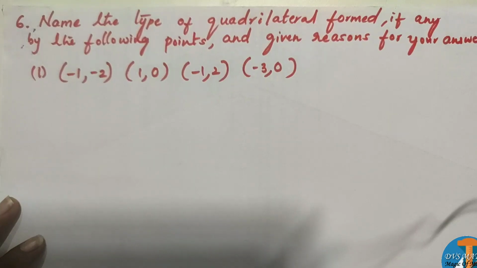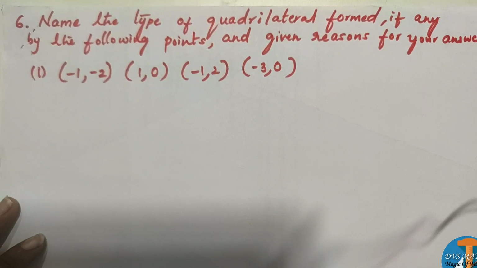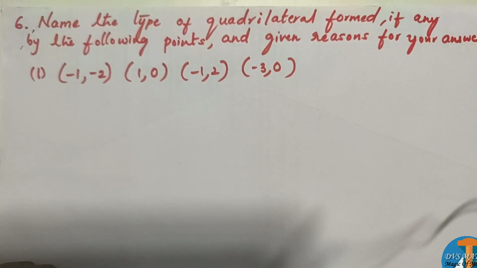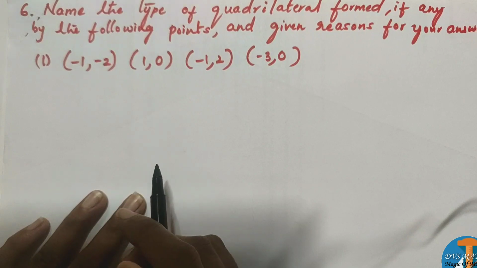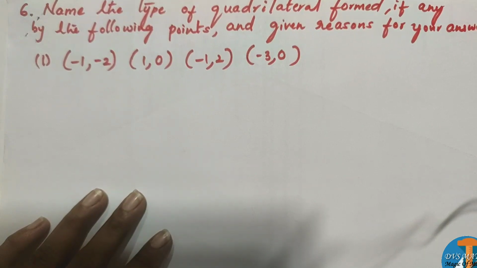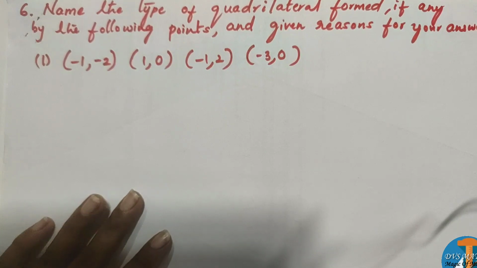ಕ್ವೆಶ್ಚನ್ ನಂಬರ್ 6. Name the type of quadrilateral formed if any by the following points and give reason for your answer. ಓಕೆ, ಇಲ್ಲಿ ಅಬ್ಸರ್ವ್ ಮಾಡ್ಕೊಂಡು ಬನ್ನಿ, ಪಾಯಿಂಟ್ಸ್ ಕೊಟ್ಟಿದ್ದ ಆನ್ಸರ್. ಓಕೆ, ಕ್ವಾಡ್ರಿಲ್ಯಾಟ್ರಲ್ ಅಂದ್ರೆ ಎಷ್ಟಿರಬೇಕು ನಿಮಗೆ? 4 ವರ್ಟಿಸಸ್ ಇರಬೇಕಲ್ವಾ? ಇಷ್ಟೊತ್ತು ಟ್ರಯಾಂಗಲ್ ಆಯಿತು ನಿಮಗೆ. ಈಗ ನಾವು ಕ್ವಾಡ್ರಿಲ್ಯಾಟ್ರಲ್ ಬರ್ತಿದ್ದೀವಿ. ಇಲ್ಲಿ ಟೈಪ್ ಆಫ್ ಕ್ವಾಡ್ರಿಲ್ಯಾಟ್ರಲ್ ಹೇಳಬೇಕು.